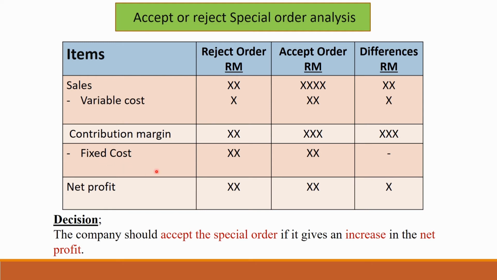And you get the net profit for reject order and net profit for accept order. And we have to compare these two alternatives, and you can find out the difference amount of profit. So we have to choose the highest profit, either reject order or accept order.